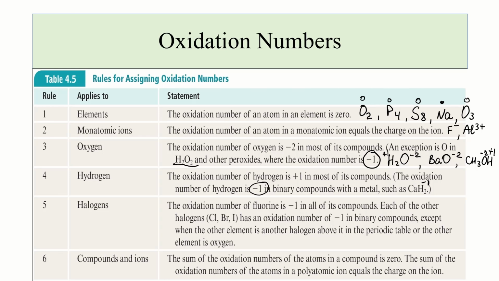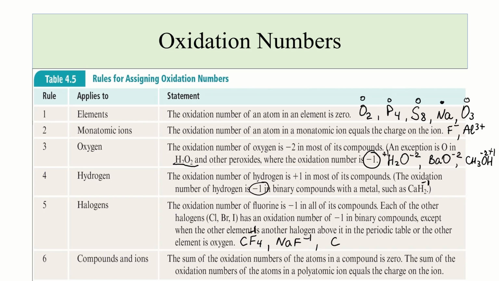Each of the other halogens, chlorine, bromine, iodine, has an oxidation number of -1 in binary compounds, except when the other element is another halogen above it in the periodic table, or the other element is oxygen. For example, in carbon tetrafluoride, CF4, the oxidation state of fluorine is -1. In sodium fluoride, it's -1 as well. For other halogens, they usually have the -1 oxidation state.